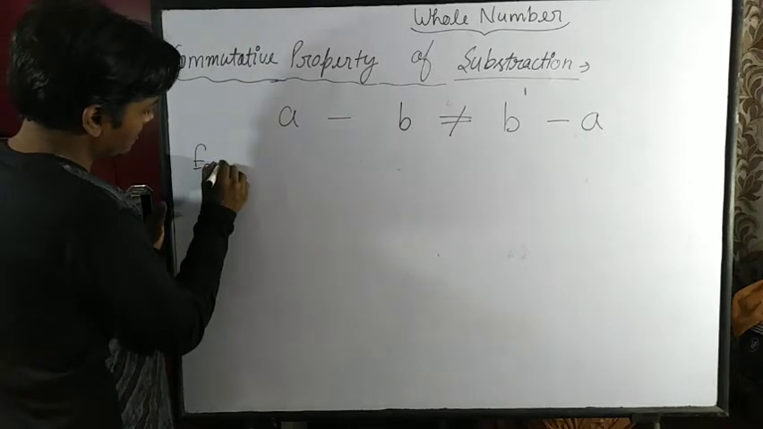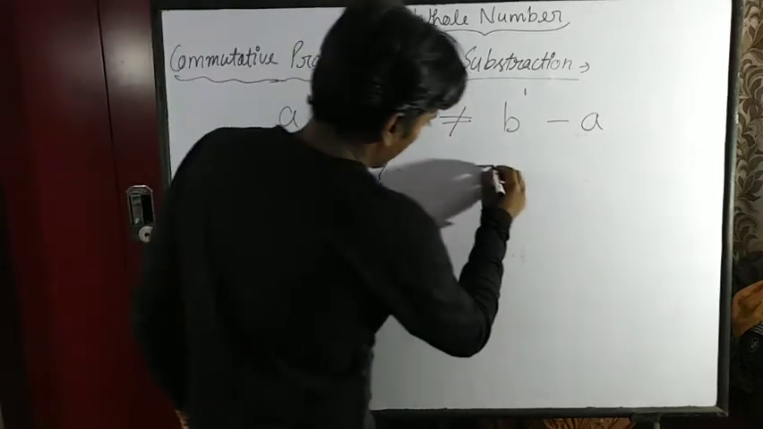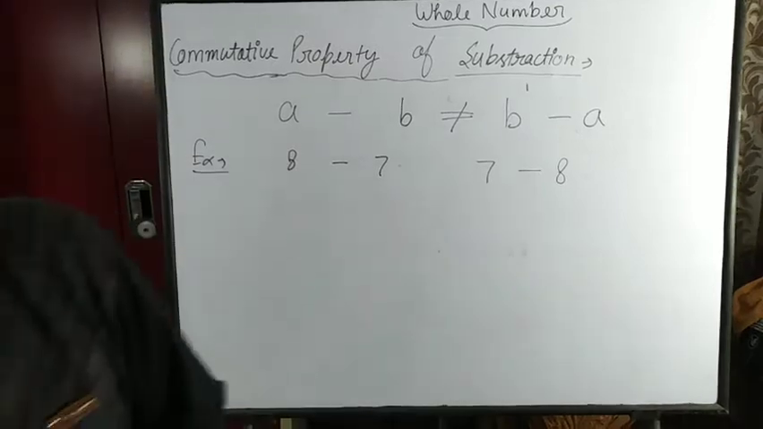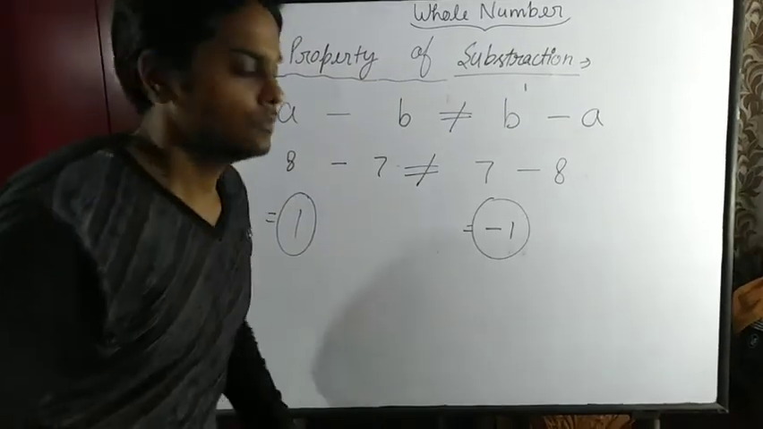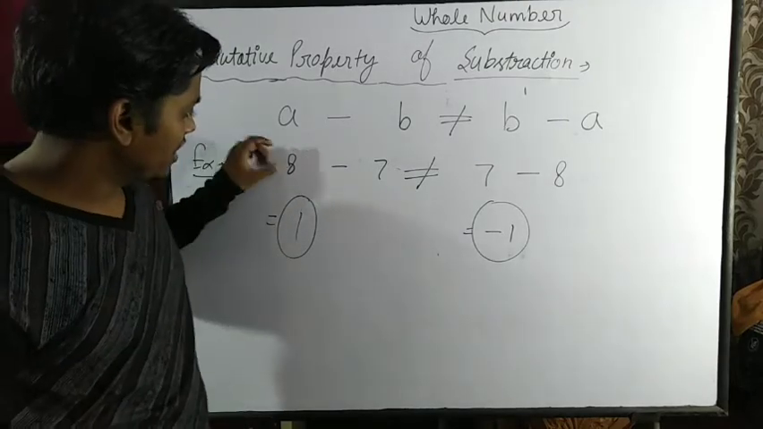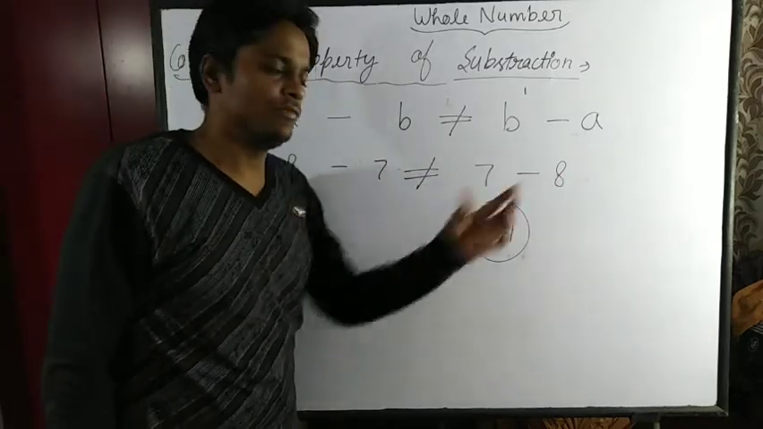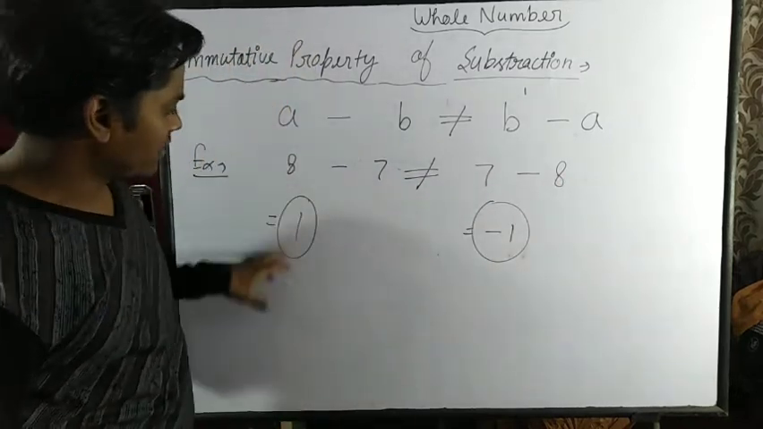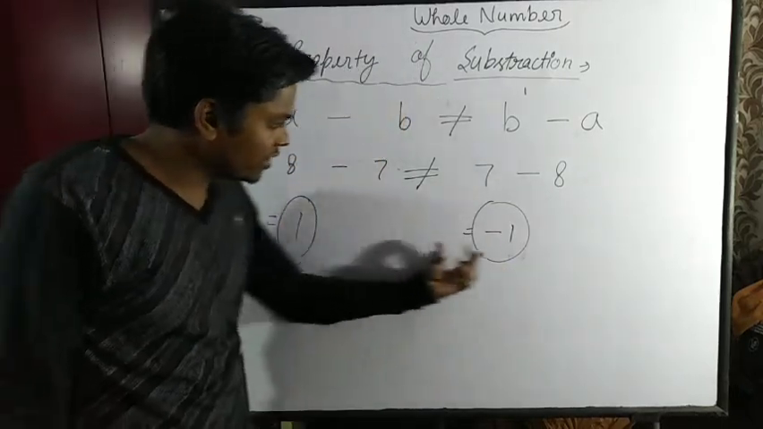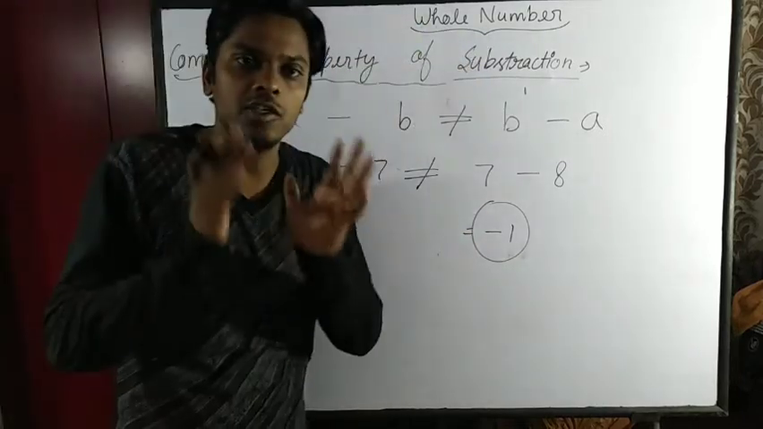For example, 8 minus 7 and 7 minus 8. We have two whole numbers, 8 and 7, and we just change the order. 8 minus 7 becomes 1 and 7 minus 8 becomes minus 1. This one is a positive value and this one is a negative value. So subtraction is not commutative.